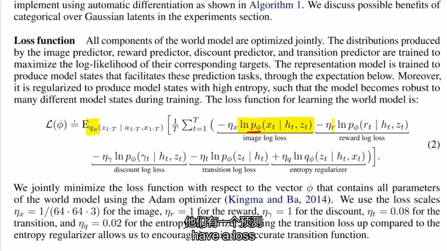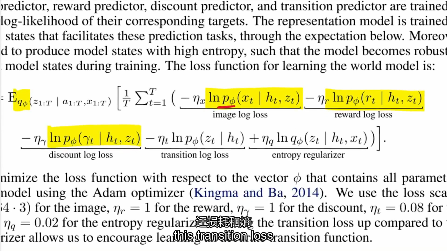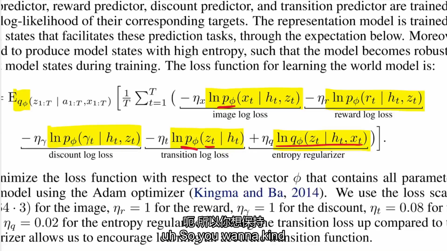They have a loss predicting the reward. They have a loss predicting the discount, which is mainly made for predicting when an episode ends in the imagined trajectory. And then they have this transition loss coupled with the entropy regularizer. So the transition loss is going to be for predicting these z states, and the entropy regularizer is for keeping the distribution in the z states not peaked. So you want to kind of retain that stochasticity.